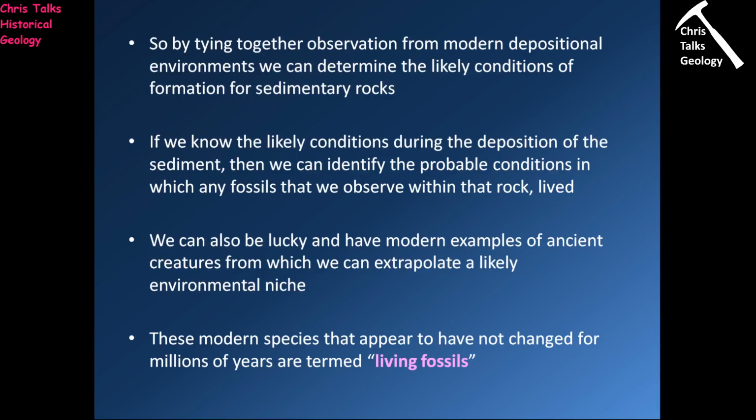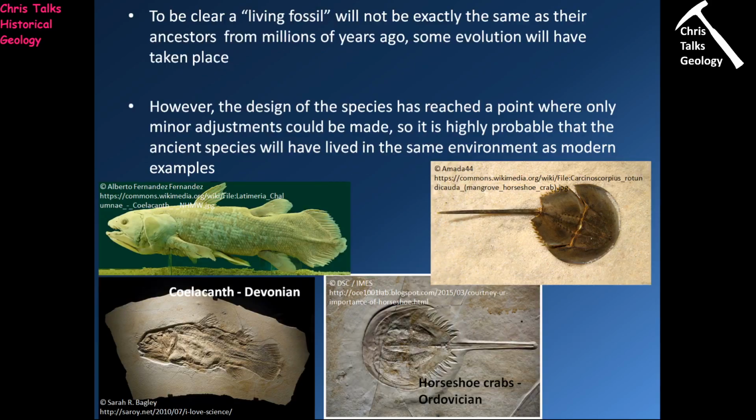In some cases we can actually get super lucky, because there are a few examples of species that appear to have not changed for millions of years, and these are termed living fossils. So to be clear, a living fossil will not be exactly the same as its ancestors. If we're looking at something like the horseshoe crab here, this is a modern horseshoe crab, and this is a horseshoe crab from the Ordovician, about 470 million years old. And what you can see here, look at the basic design, is that it's practically the same.